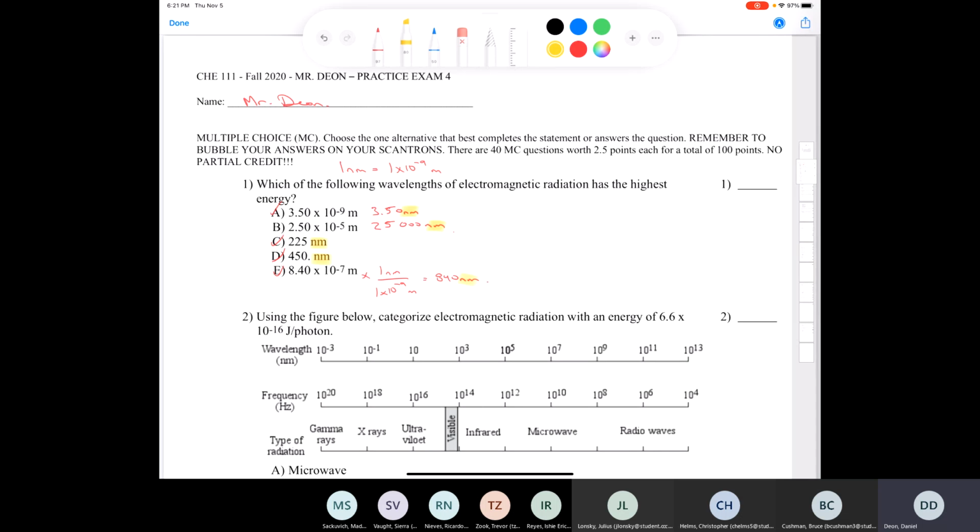Now, what do we know about energy and wavelength? If you look at the formulas that are given on the first page, we see that energy is equal to Planck's constant times the speed of light divided by wavelength. We also know that Planck's constant and the speed of light are constants. Therefore, we can say that energy is directly related to the inverse of wavelength. So the shortest wavelength of all of these is going to have the highest energy, because they are inversely proportional. If I look at all of these wavelengths, the shortest one is the 3.50 nanometers. And so the answer is A.